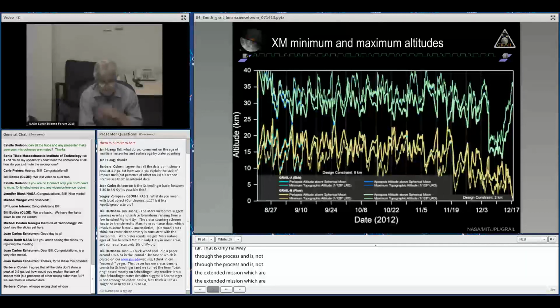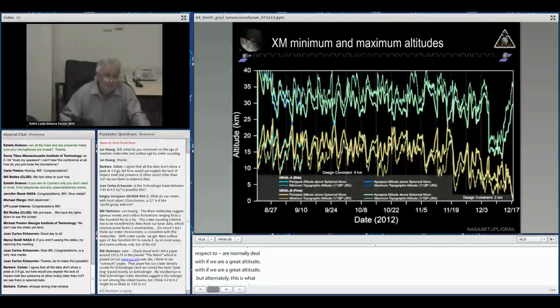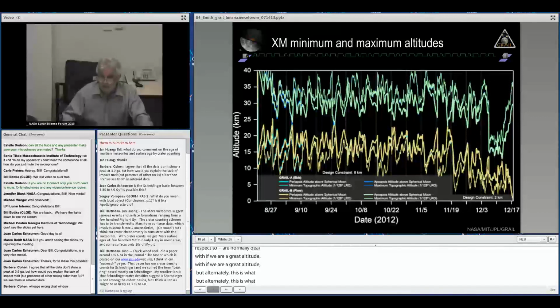The top curve is the apoapsis altitude. It's a double curve. We have now to put in here the altitude with respect to a sphere, which is the kind of thing one would normally deal with when we're at great altitudes. But we also had to put in the altitude above the topography, because ultimately that's what we needed to stay clear of. And our rules were: don't put the spacecraft in jeopardy for this 3 months period. Stay 2 kilometers above the highest peak on the planet.